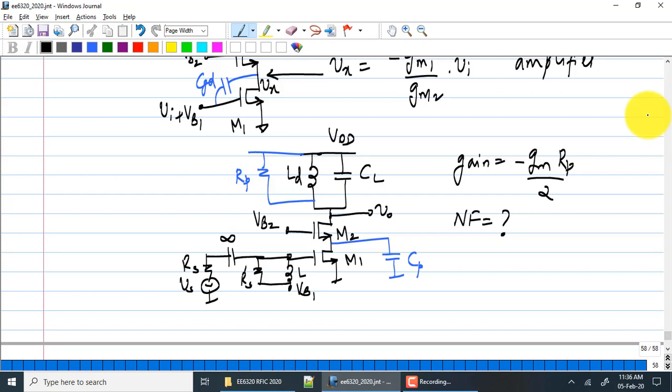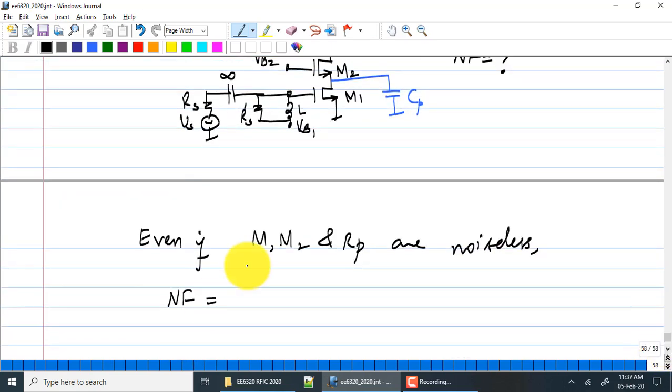Noise factor will be 2. Noise figure will be 3 dB. This circuit can never have a noise figure lower than 3 dB. As you can see, it will probably be worse depending on how much the transistor adds. Okay? The actual noise figure is probably much worse.